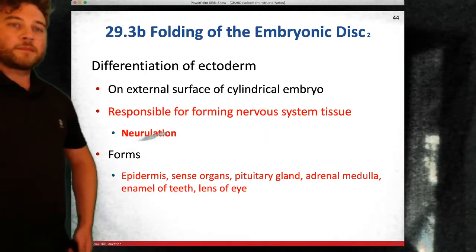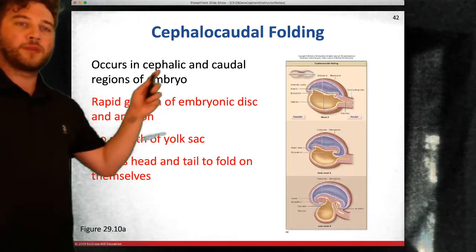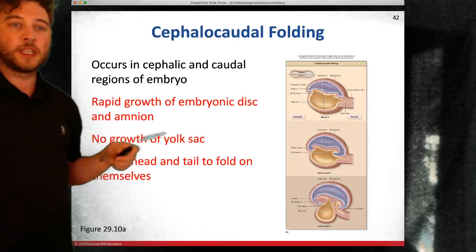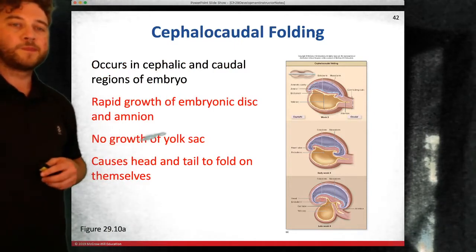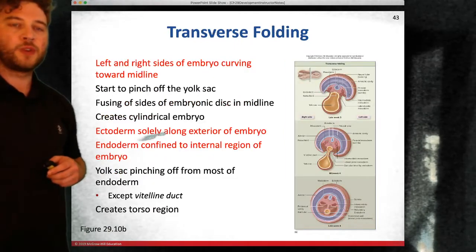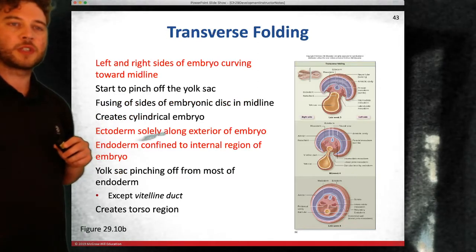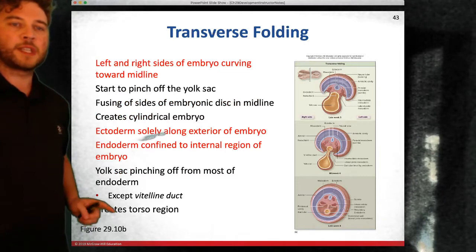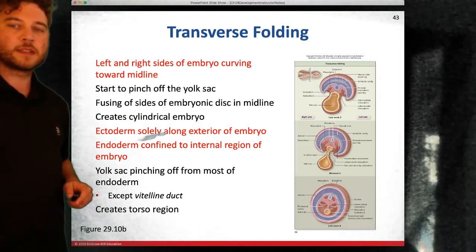All right, so what I want you to be able to know, for the 2 types of folding, you should definitely know what direction it's folding in. You should know that for the transverse, it starts to separate the ecto and endoderms and creating your torso regions.